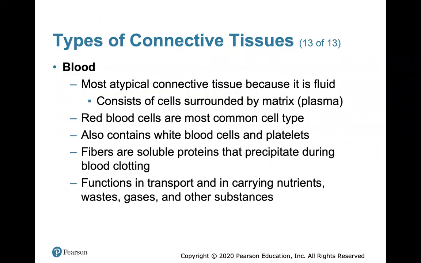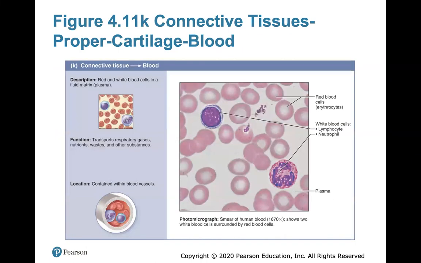Blood then is the most atypical, really different connective tissue because it's a fluid. It consists of cells surrounded by the matrix. Red blood cells are the most common type. It also contains white blood cells and platelets and fibers that precipitate during blood clotting. And your blood functions in the transport and carrying of nutrients, wastes, gases, and other substances.